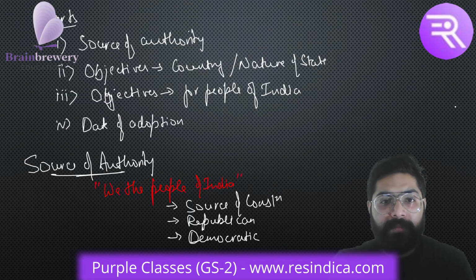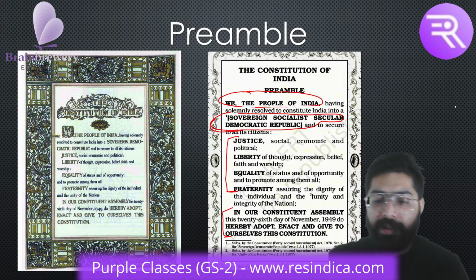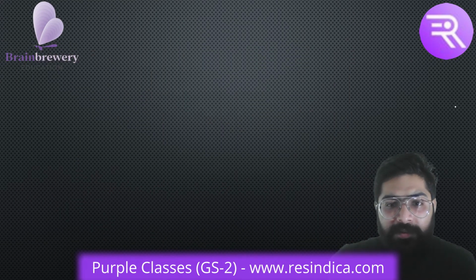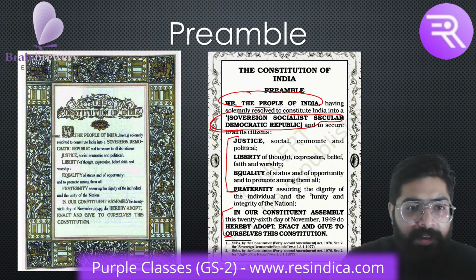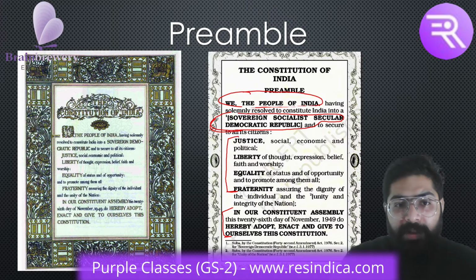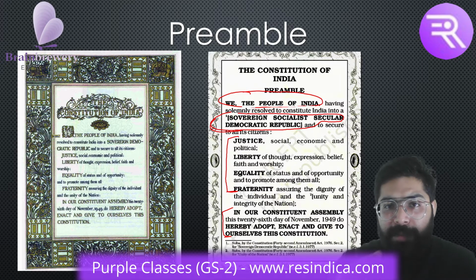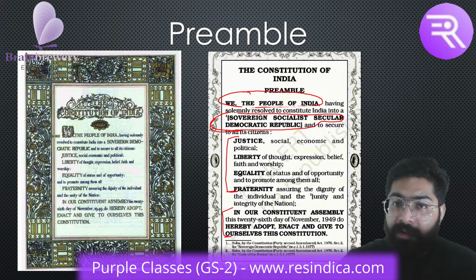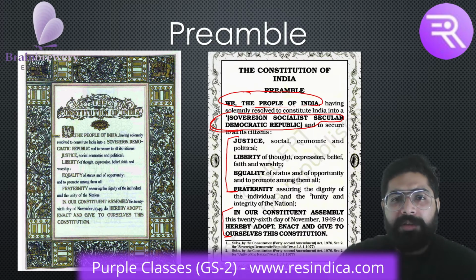Coming on to the next word. After sovereign, let's jump to socialist. First of all, if you observe carefully, in the earlier preamble, the preamble before amendment, there is no word such as socialist here. So here comes a bundle of questions, very simple and very basic. Why didn't we have the word socialist earlier? Why did we have it later after the amendment? And were we actually socialist before mentioning it in the preamble? Because the preamble is a reflection of our constitution. It is the ID card of our constitution.